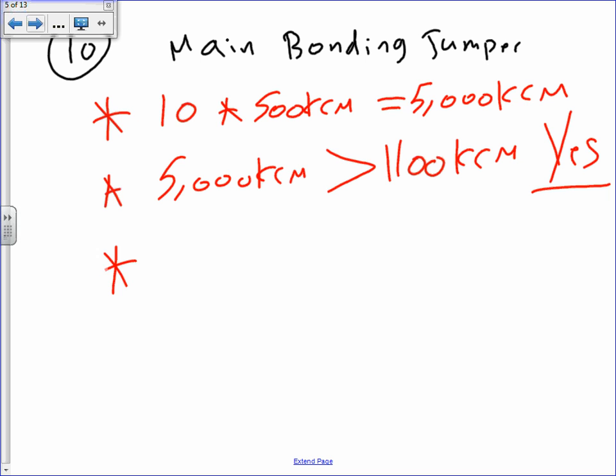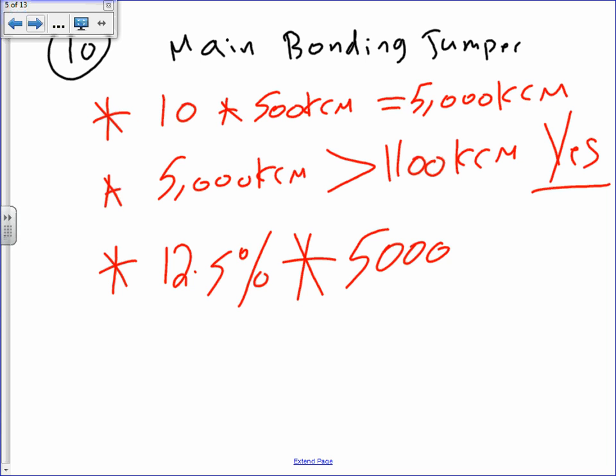Step number 3: since it's more, you take 12.5% and multiply it by the 5000 KCM. Are you guys following? We did that before, so it's straightforward. If it wasn't more, you just go to 250.66 directly.